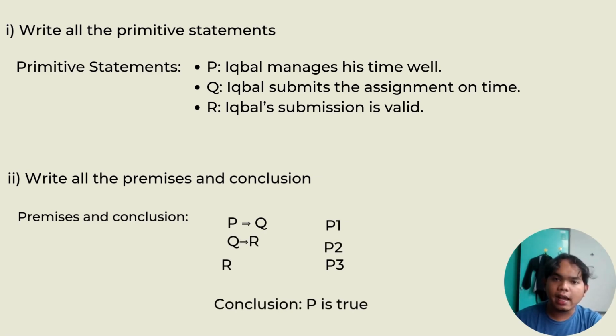First, let's identify the key ideas in this argument, which we call the primitive statements. These are P, Iqbal manages his time well; Q, Iqbal submits the assignment on time; and R, Iqbal's submission is valid. And so, we will write down the premises and conclusion. Premise 1: if P, then Q. If Iqbal manages time well, then he submits the assignment on time. Premise 2: if Q, then R. If Iqbal submits the assignment on time, his submission is valid. And finally, premise 3: R is true. Iqbal's submission is valid. The conclusion we need to prove is P is true. Iqbal manages time well.